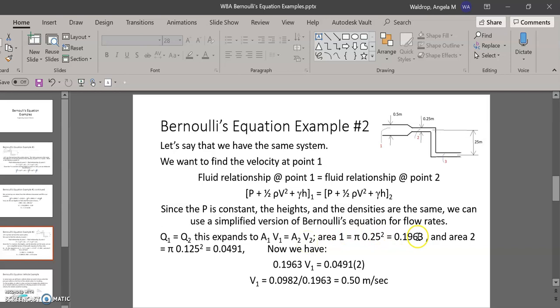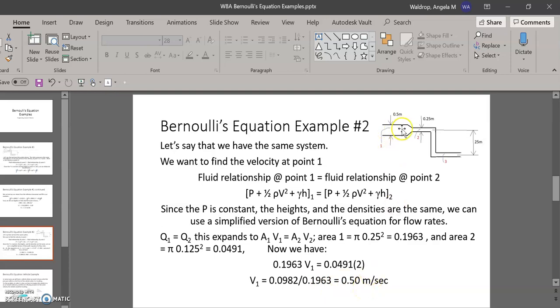And I've gone ahead and calculated the areas for us. Okay, the 0.25 area is 0.1963, and the area for the quarter diameter is 0.0491. So we can see that this area applies here at 0.1 and this area applies here at 0.2. So we go ahead and fill these values in, and then we solve for V1 with some algebra, and we can see that we actually have a velocity of 0.5 meters per second.